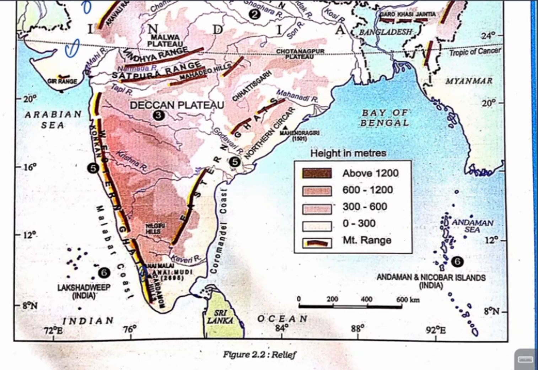So what are the important peaks of the Western Ghat? Thalghat, then Mahabaleshwar. Where is Thalghat located? It is in the south of the Kalshubai.